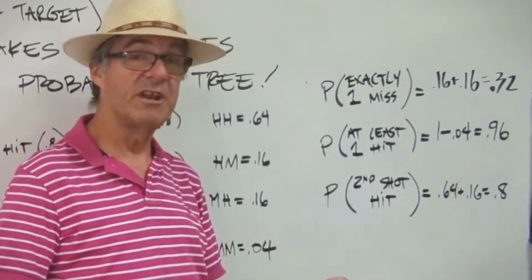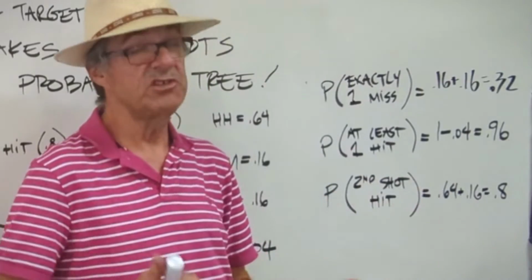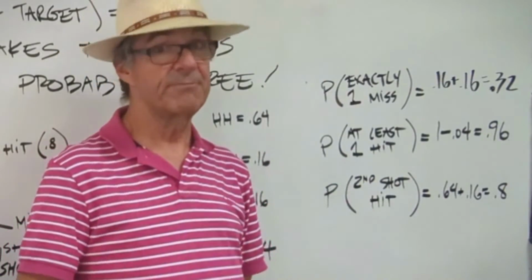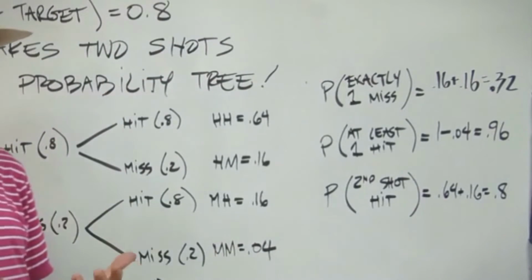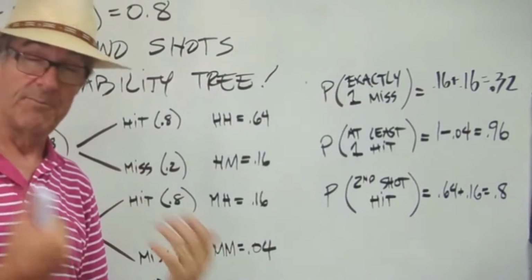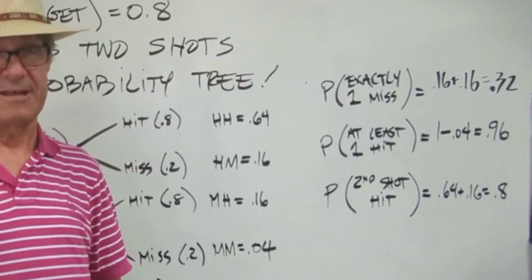Now, you can look at that one in a different way. We're just looking at the second shot. So what's the probability that that shot is a hit? That would be our original 0.8. For any shot, the probability is 0.8 that we get a hit.